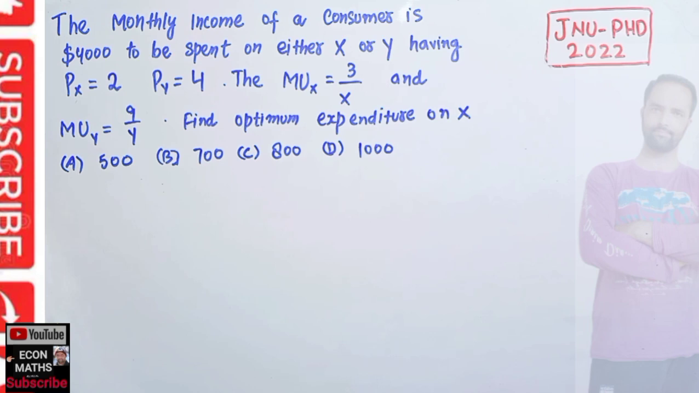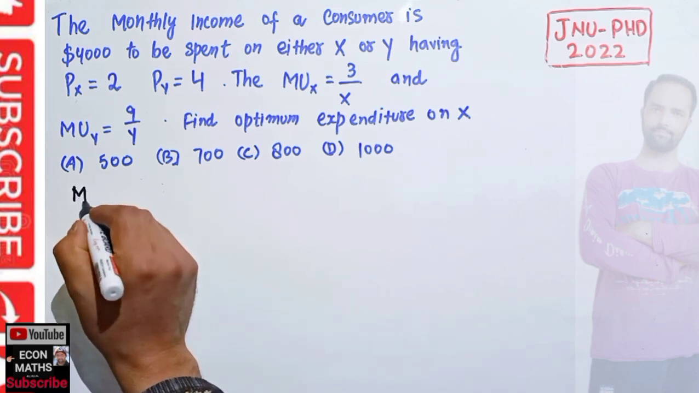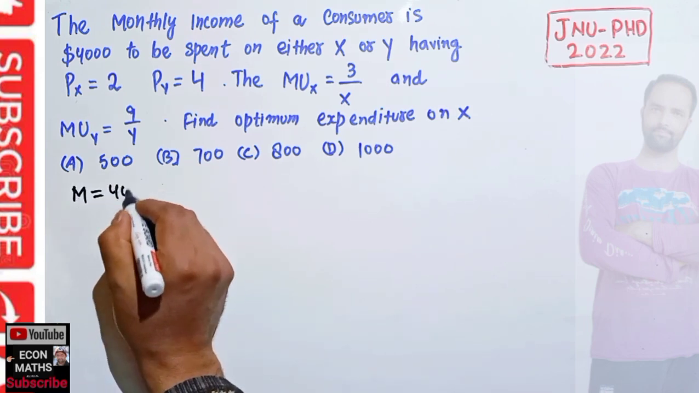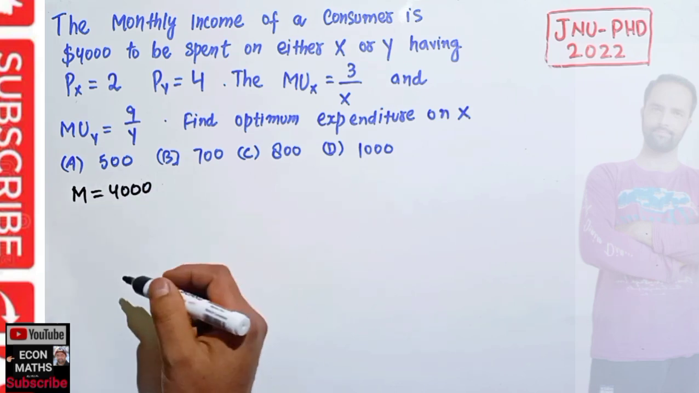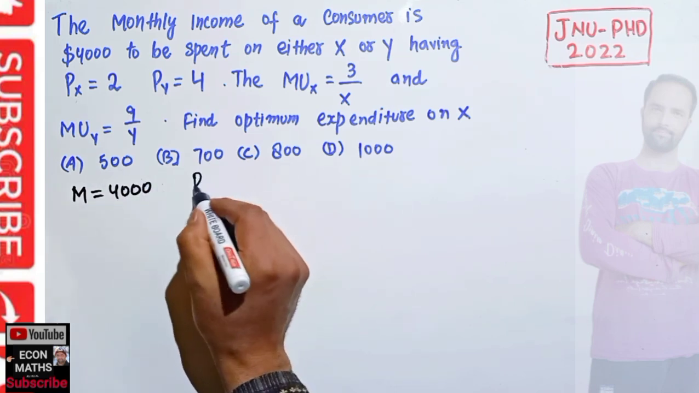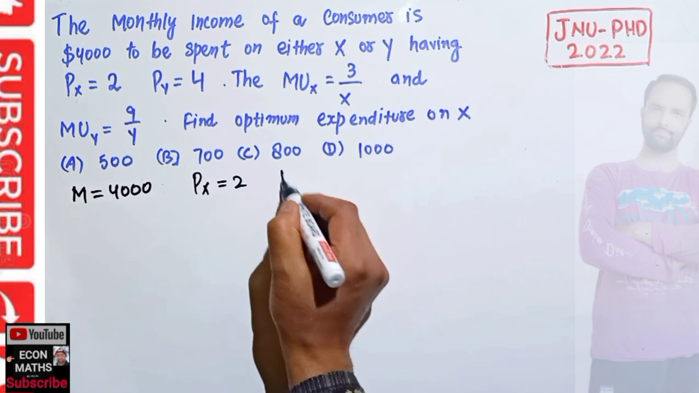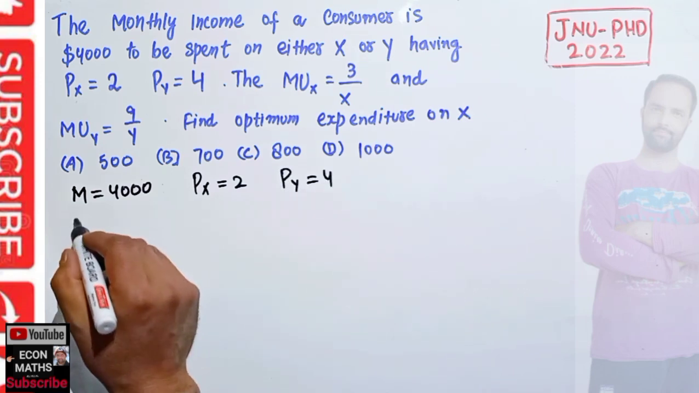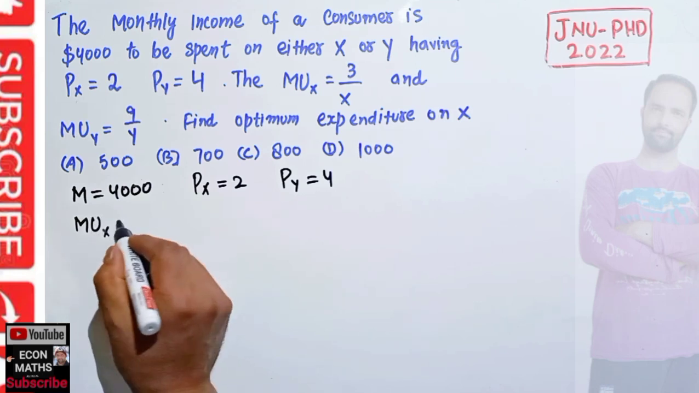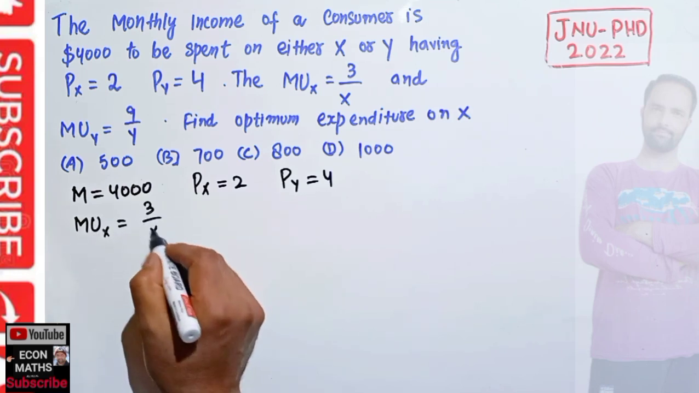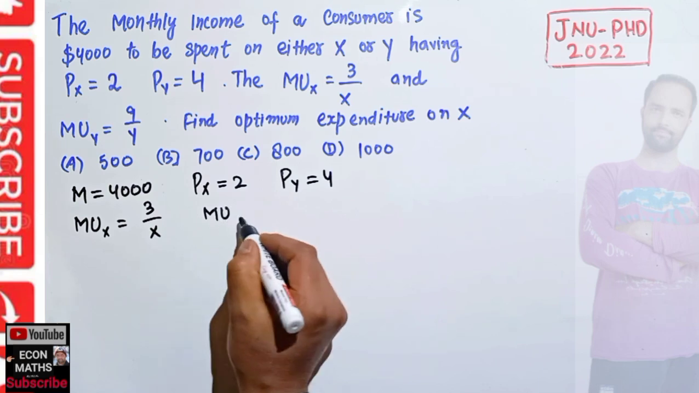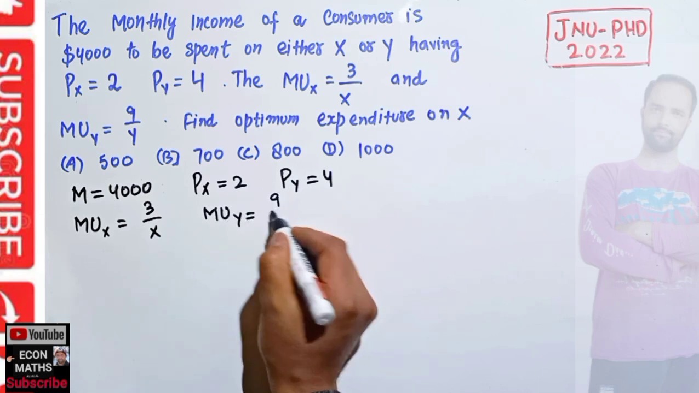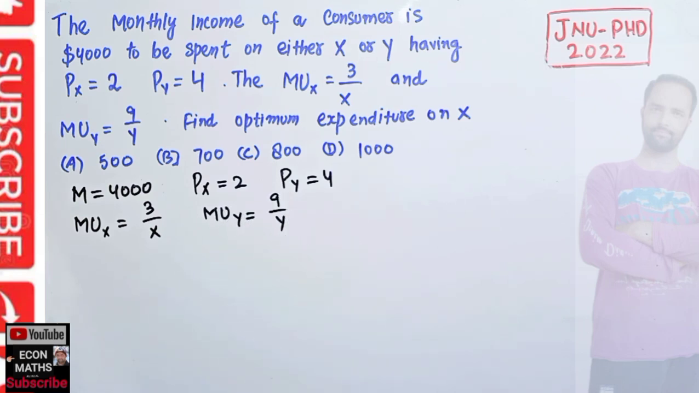Okay, so what are we being given? We are being given the total income or monthly income of the consumer is $4,000. Price of good X is equal to 2. Price of good Y is equal to 4. And also we are being given marginal utility of X as 3 upon X, and marginal utility of good Y as 9 upon Y. We need to find out the optimum expenditure on X. So how do we find it?